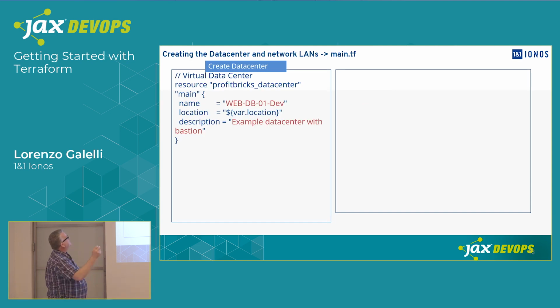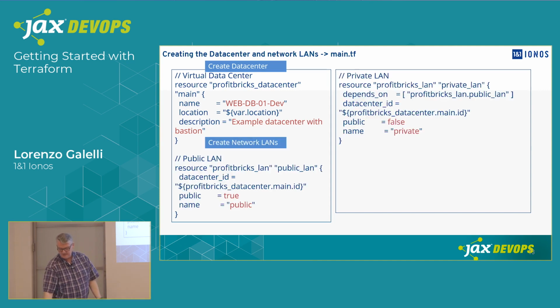So the first one, we're going to create a virtual data center. We're going to use the resource ProfitBricks data center. So that's that resource that we saw on the documentation page. So we're going to give that a name of WebDB 01 dev, the location in that declared value of London, UK, and then it's going to give it a description if required as well. So we've got a data center logical container there and declared.